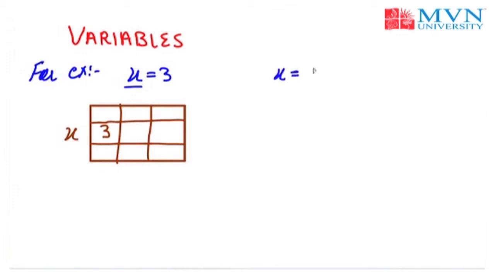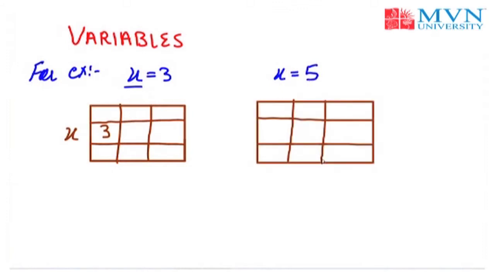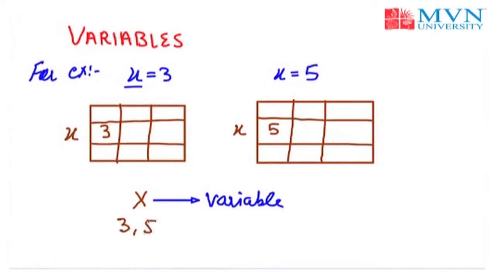Then we have assigned a new value 5 to the same memory location x. This would overwrite the earlier value 3, since a memory location can hold only one value at a time. The location whose name is x can hold different values at different times. That's why x is known as a variable. And 3 or 5 do not change, so they are known as constants.